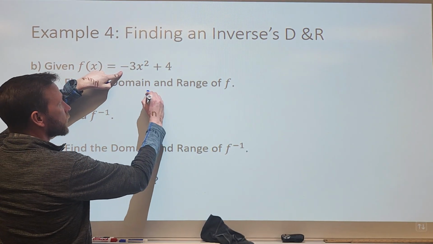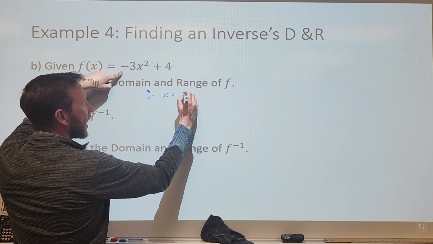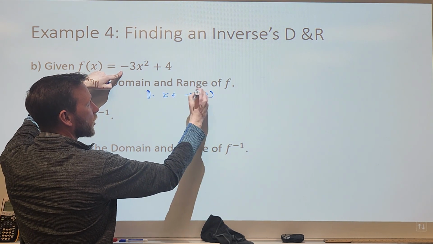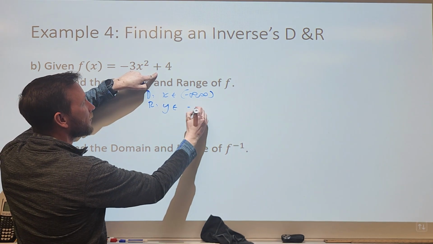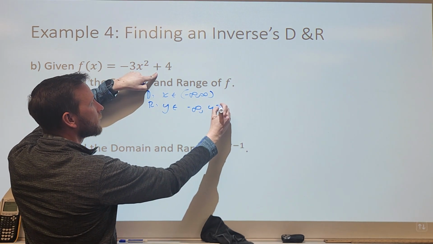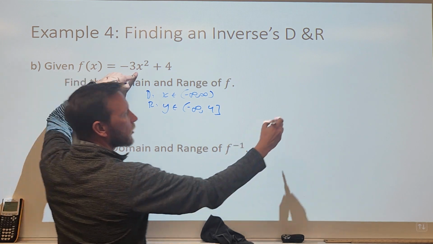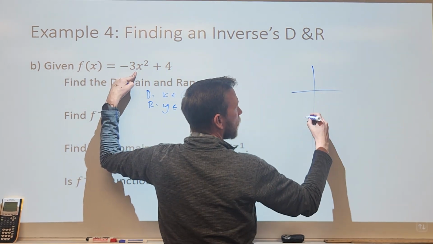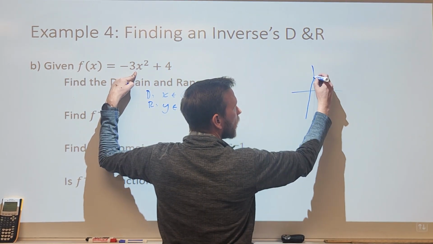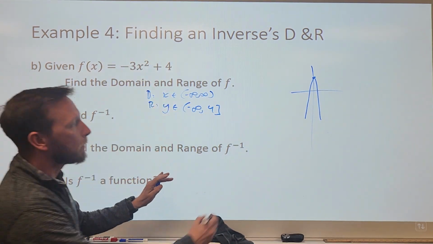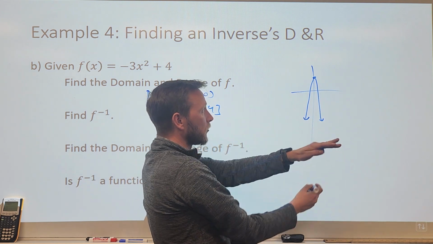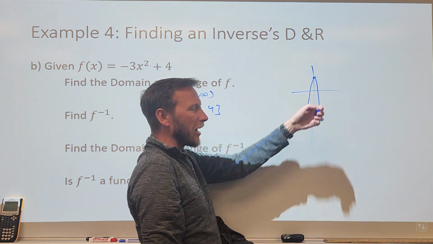The domain of our original is going to be the x values that go for all real numbers, right? Negative infinity to positive infinity. The range, on the other hand, is going to go from negative infinity up to positive 4 inclusive. This parabola is an upside down, very narrow parabola that comes all the way up to this maximum value of x is 0, y is 4. All right, but it'll go all the way to the left, it'll go all the way to the right, it'll go all the way down, but it'll only go that high.